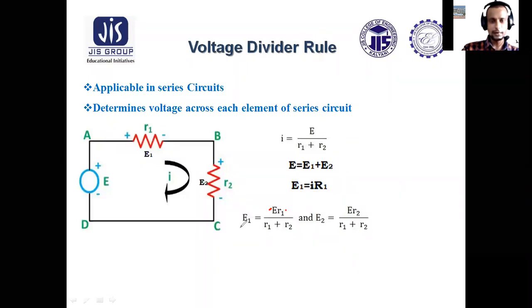What can we conclude here? E1, that is the voltage across R1, equals the total voltage E multiplied by that resistance across which we are measuring the voltage. In case of the current divider rule, I1 was equal to the total current into the opposite resistance. But in case of the voltage divider rule, V1 or E1 equals the total voltage E multiplied by that resistance across which the voltage is to be determined, divided by the sum of the resistances R1 plus R2. Same for E2.